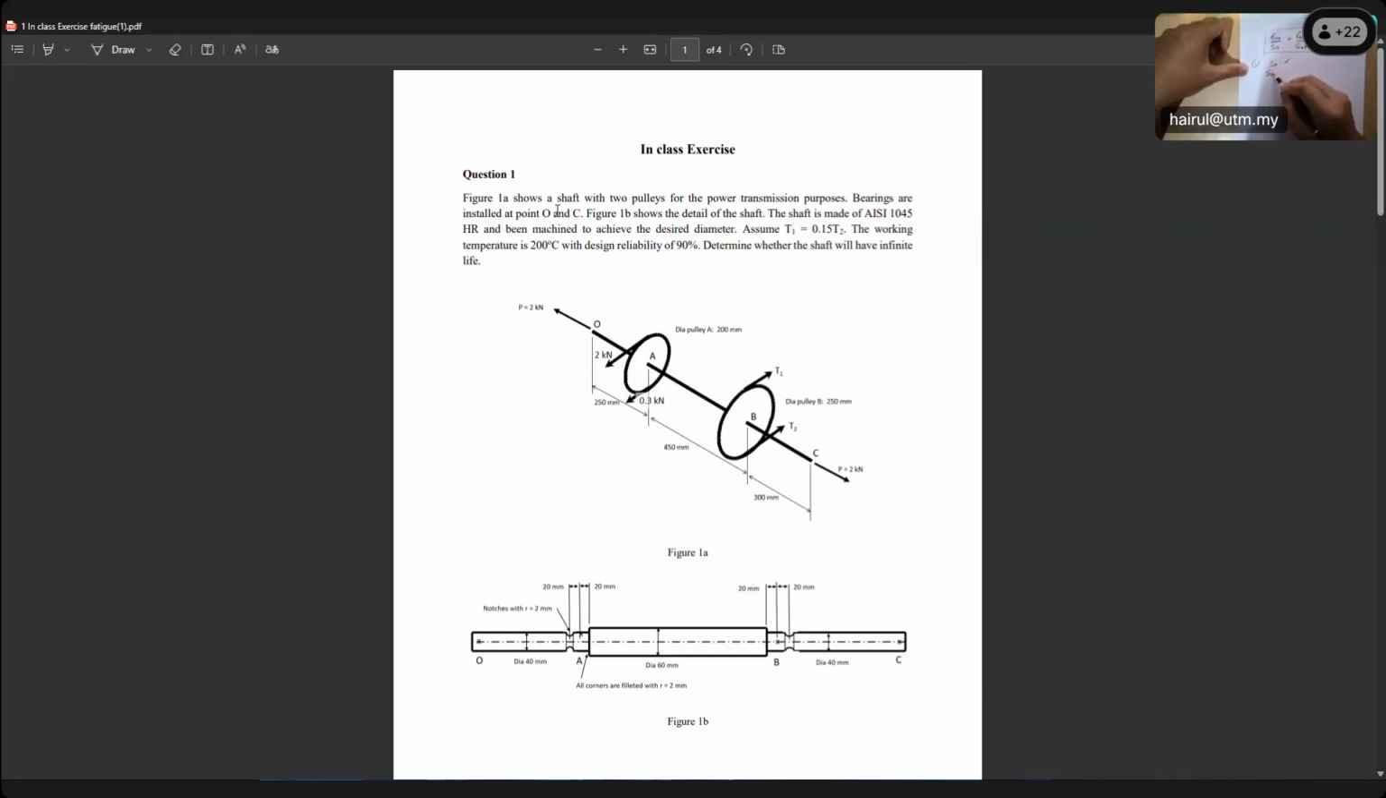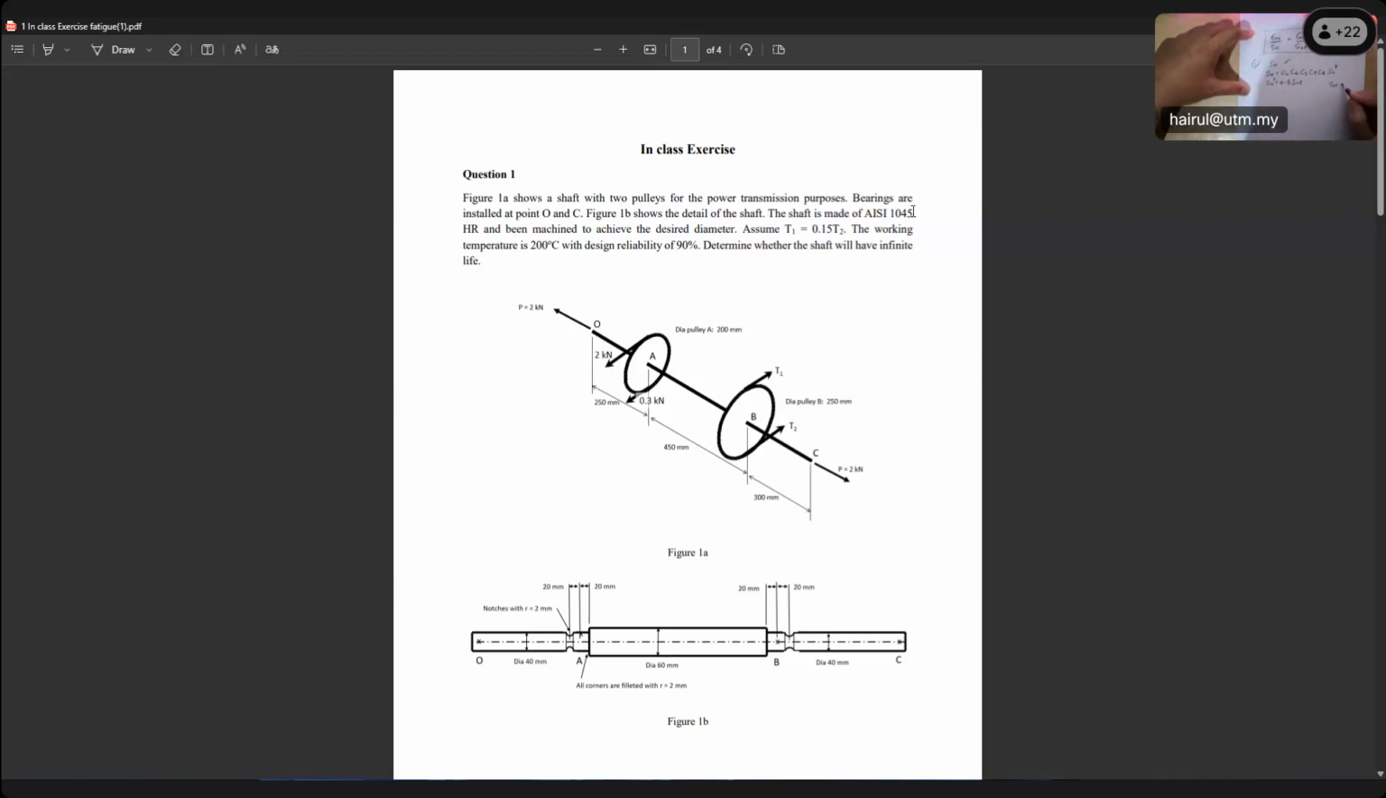SN, the endurance limit, is CL, CG, CS, CT, CR, SN prime. SN prime is 0.5 SUT. So what is stated there? Guys, open your textbook, get me the value of AISI 1045 SUT. That's why you need to find the SUT.